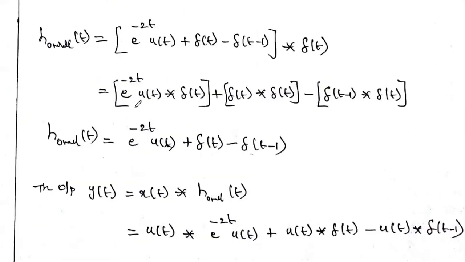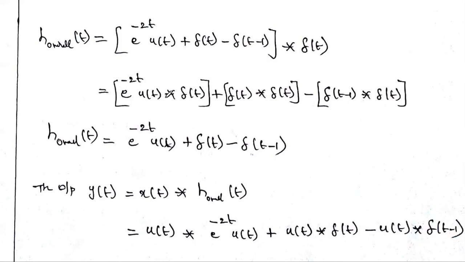So you see the first thing. What is this one? This is one exponential signal. Any exponential signal convolution with impulse signal, what is the answer? Any signal convolution with impulse signal, the answer is the same signal. We studied this property in the previous video.